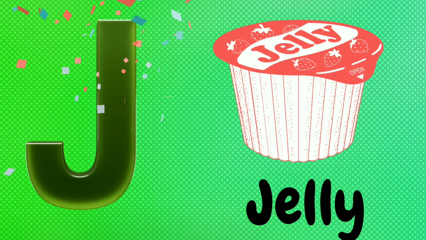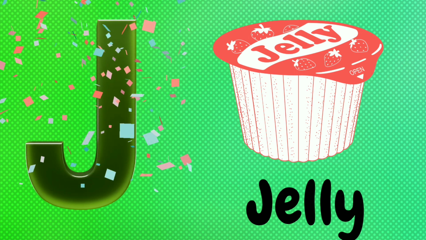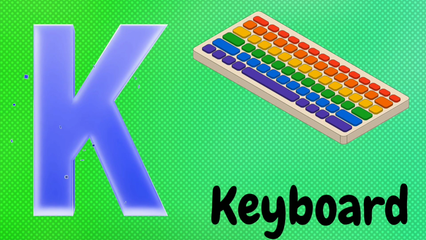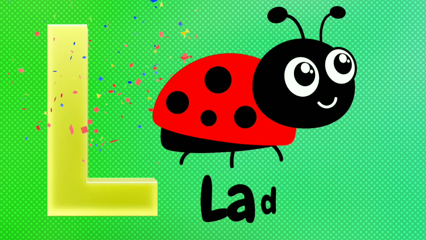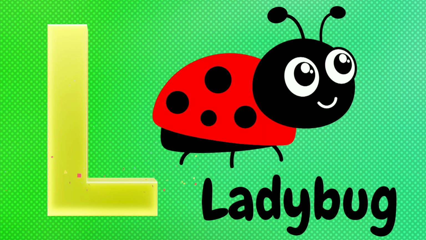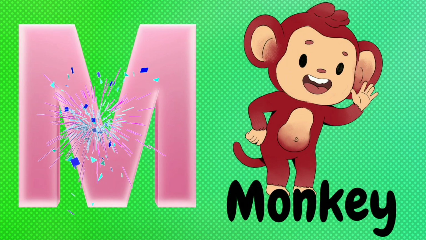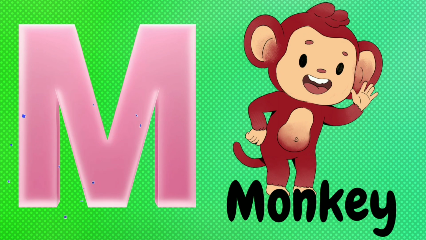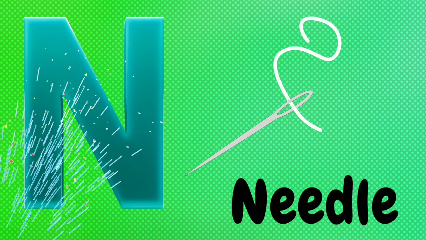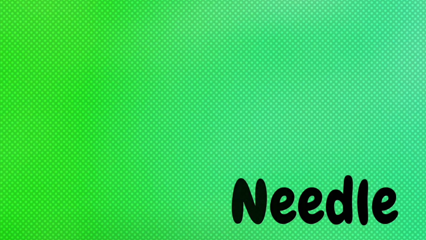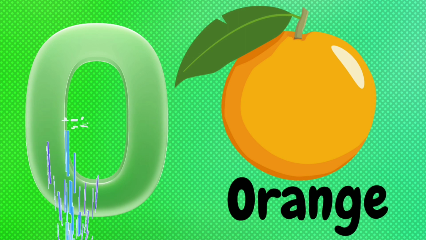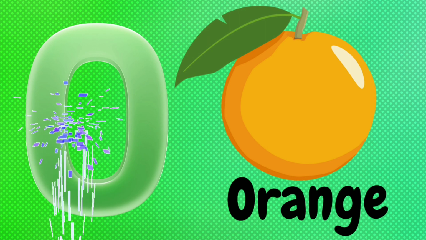J is for jelly, j, j, j, jelly. K is for keyboard, k, k, k, keyboard. L is for ladybug, l, l, l, ladybug. M is for monkey, m, m, m, monkey. N is for needle, n, n, n, needle. O is for orange, o, o, o, orange.